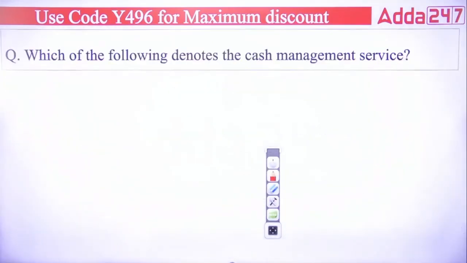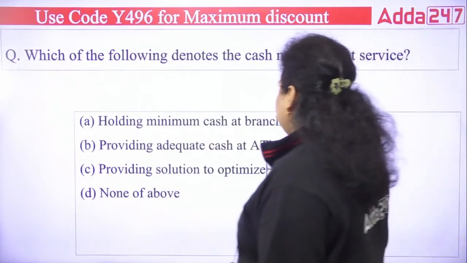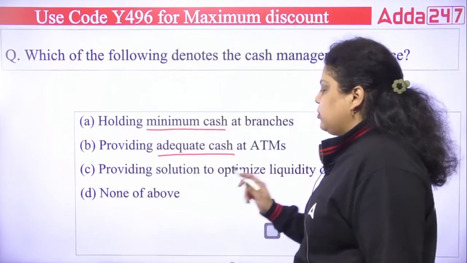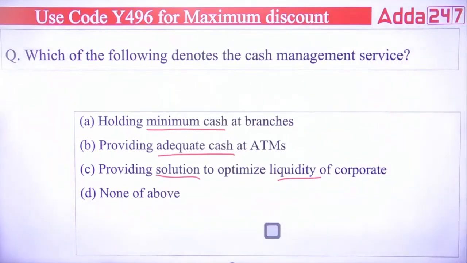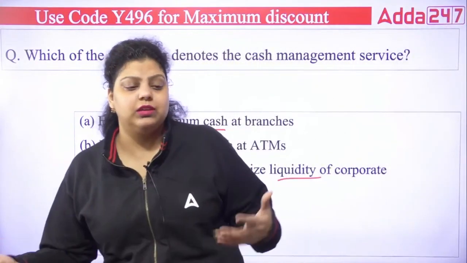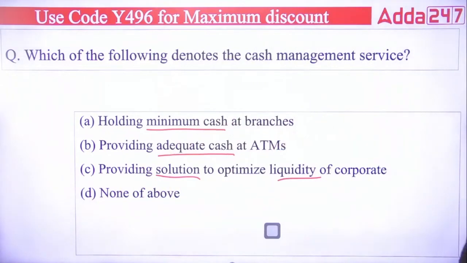Next we have, which of the following denotes the cash management service? Which of the following denotes the cash management service? And these are the options we have. First is holding minimum cash at branches, providing adequate cash at ATMs, providing solution to optimize liquidity of corporate, and none of the above. So when you're talking about the bank providing cash management services to its corporate, to its company, to its client, what do we actually mean by this? A, B, C or D? Which of the following is correct? A, B, C or D?